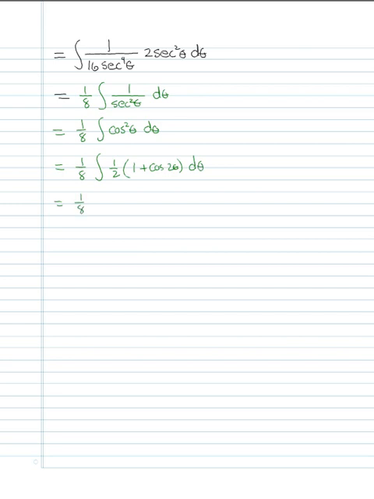Okay, so we have a 1/8. Oh, well, I guess it's a 1/16 if we factor that 1/2 out, isn't it? 1/16 times the integral of 1 plus cosine of 2 theta. I think we can deal with that. So 1/16, the integral of 1 with respect to theta is theta. The integral of cosine of 2 theta is 1/2 the sine of 2 theta. So we have 1/16 times theta plus 1/32 times the sine of 2 theta.